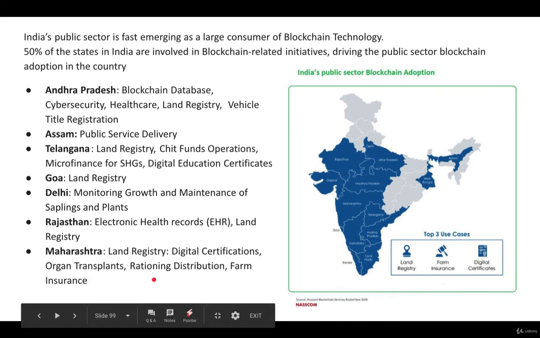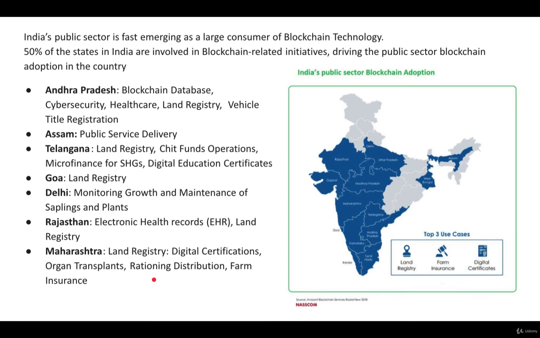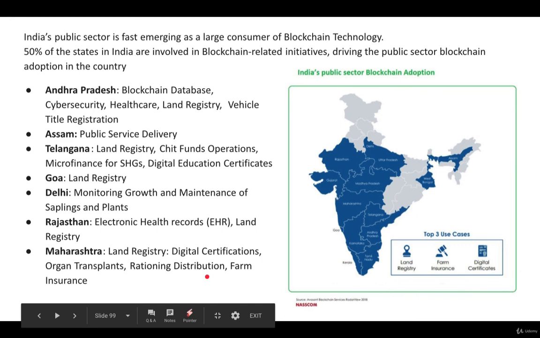You know what is rationing distribution? If you are not from India, then you may not be aware that in India, the government has a rationing system where there are government-based shops which subsidize food items like sugar, kerosene, which is used for fuel for the stoves, and wheat and rice. So food is provided at a very subsidized rate to the poor people of the country below a particular financial level. So rationing distribution is possible on the blockchain, and even farm insurance.